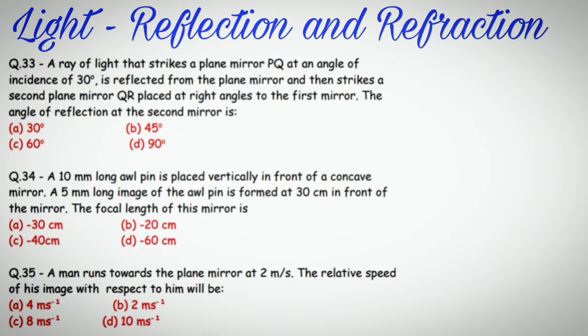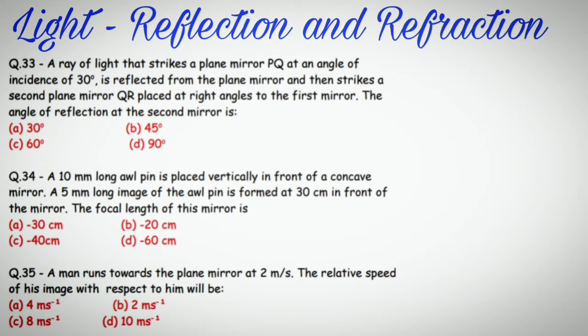Next question comes here. A 10 mm long awl pin is placed vertically in front of a concave mirror. A 5 mm long image of the awl pin is formed at 30 cm in front of the mirror. Focal length of this mirror is: option A, -30 cm, option B, -20 cm, option C, -40 cm, option D, -60 cm. And the correct answer is -20 cm.